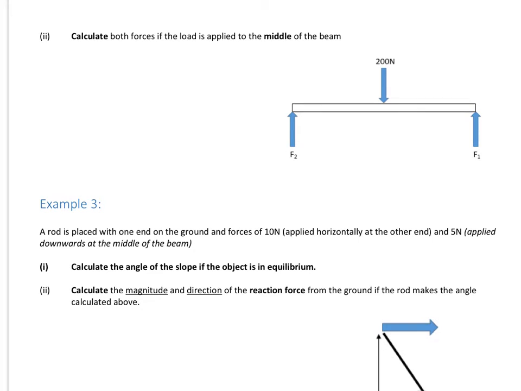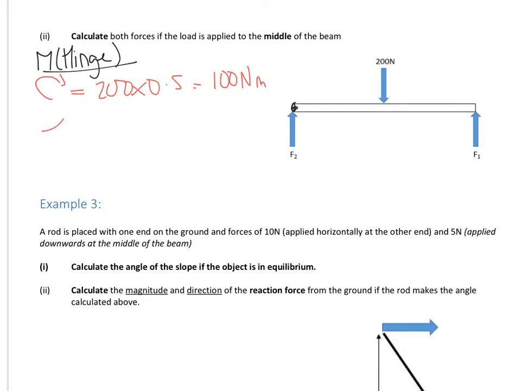So for part 2, we're going to move the 200 Newton force to the middle of the beam. And remember, we still have a hinge here. So let's take moments about the hinge and get rid of one of our variables. So going clockwise, it would be 200 times 0.5 this time, so it would just be 100 Newton meters. And then going anti-clockwise, it would be F2 times 0 plus F1 times 1.0, which is F1, which essentially means that F1 is equal to 100 newtons.